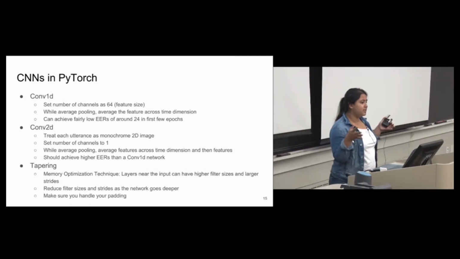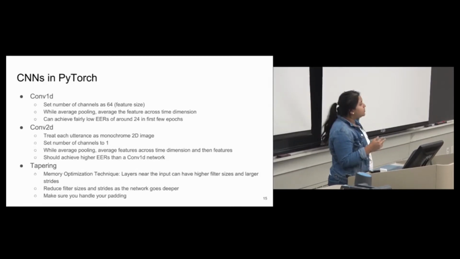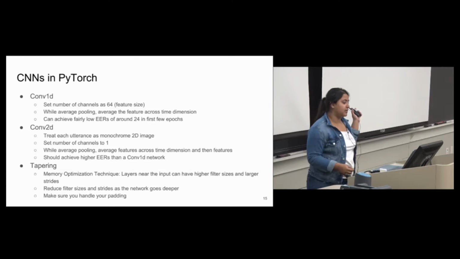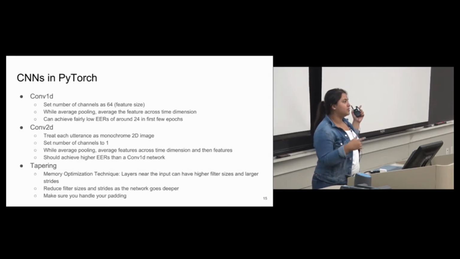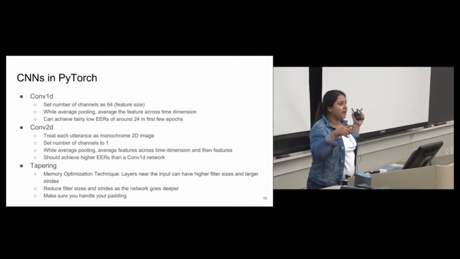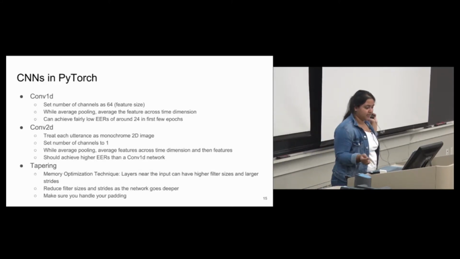But in this case, we are using speech utterances, which are basically a monochrome 2D image. So the number of channels we use is just 1 in this case. One more point about convolution 1D is it's as good as doing a time delay network, as convolving over time, as we had learned in class previously.